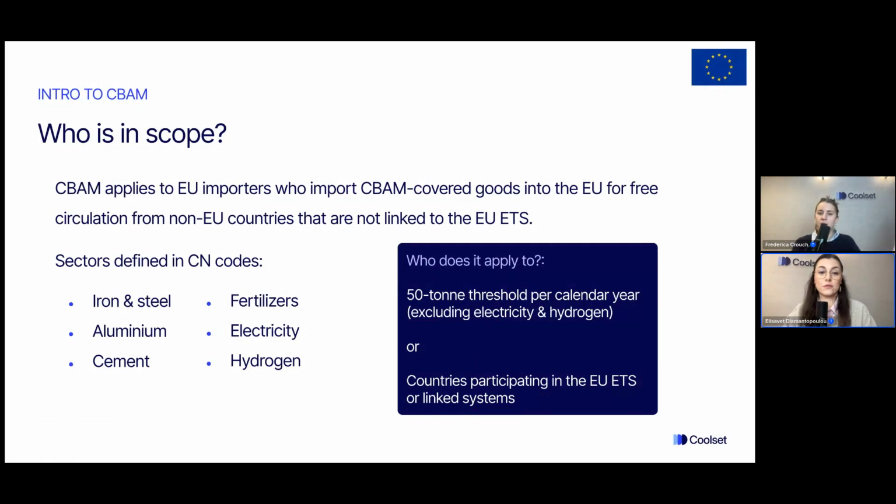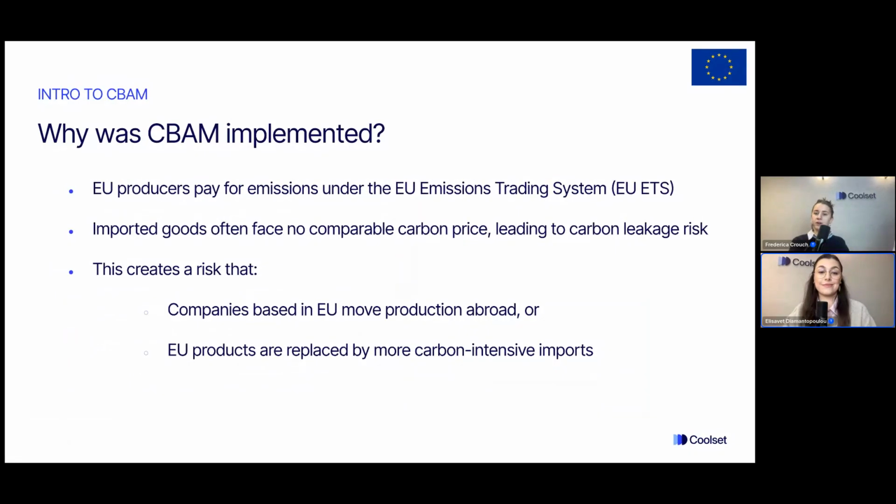On to the next. Why was CBAM implemented in the first place? As I briefly touched upon, EU producers are already paying for their emissions under the EU ETS as part of an EU attempt to reduce emissions and decarbonize, but the imported goods face no comparable costs. So this leads to a risk which experts call carbon leakage risk.